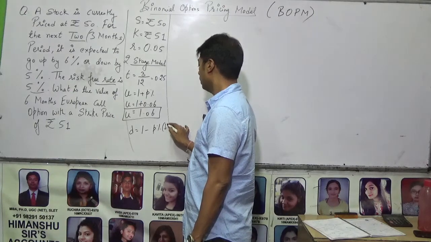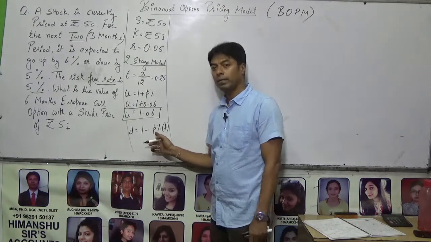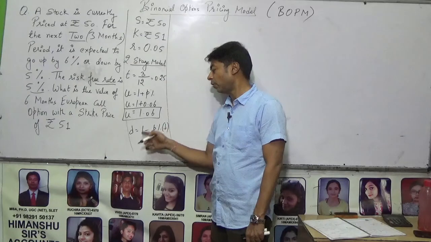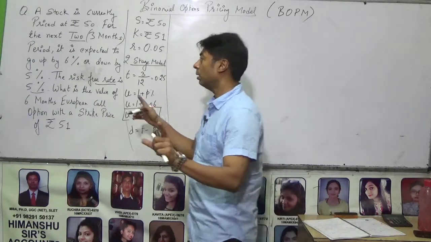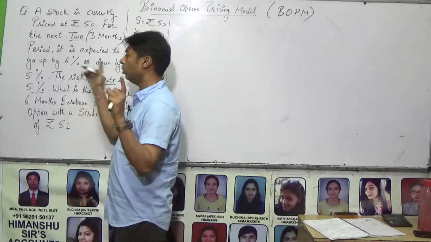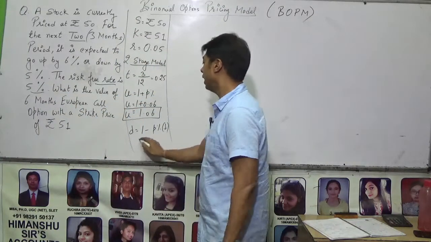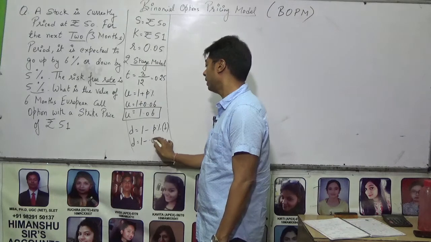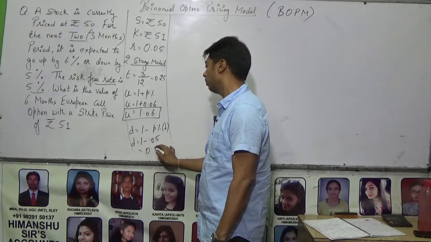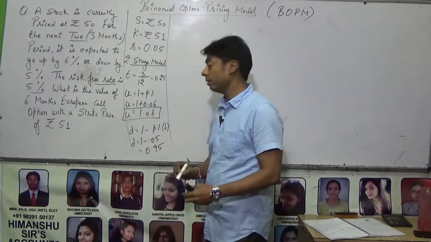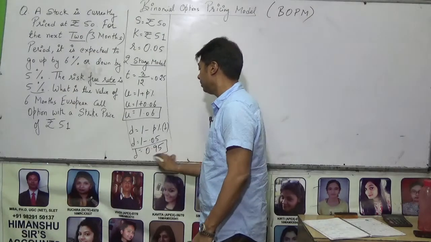And D is the downswing constant. You have to subtract the decreasing percentage from 1. The value of the stock will go down by 5%, so we denote it in this manner: 1 minus 0.05 will give us 0.95. Right? This is the value of D.